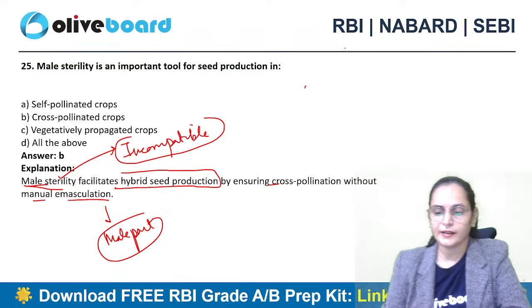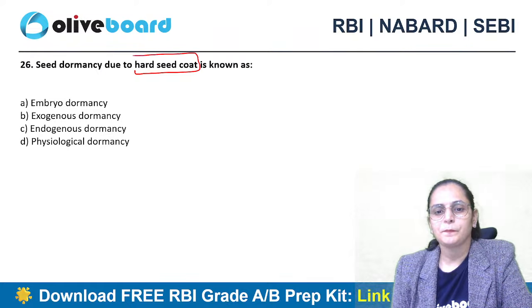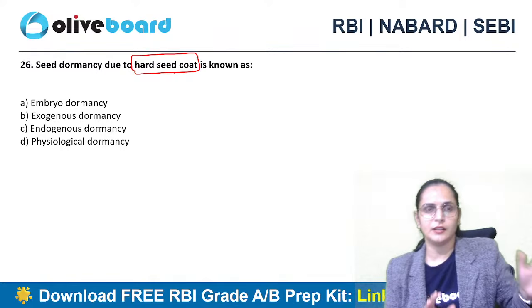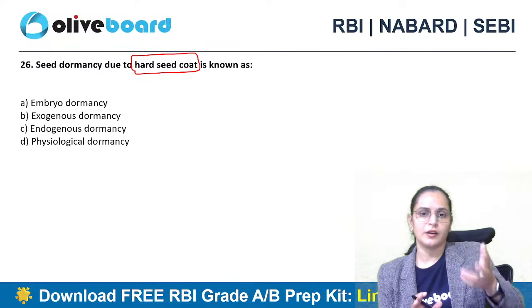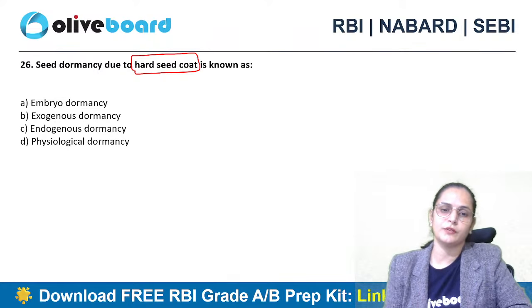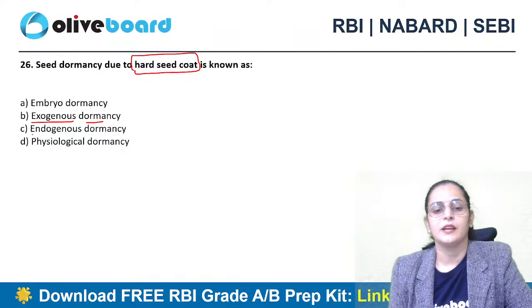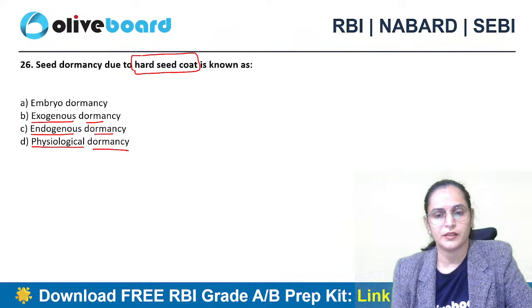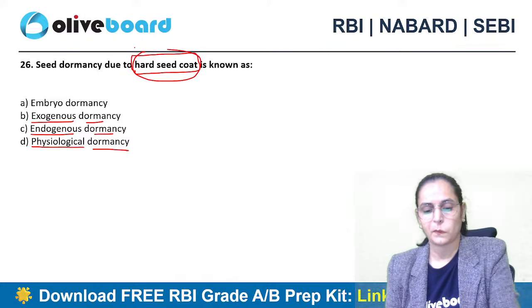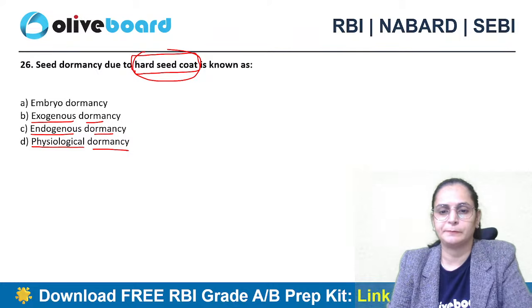Clear? Chalo, moving ahead. Seed dormancy due to hard seed coat. So the seed integument, the testa, is quite hard, and because of it the seed embryo's development has stuck. So what is the actual word for it? Is it an embryo dormancy, an exogenous dormancy, an endogenous dormancy, or the physiological dormancy? It is due to the hard seed. So what should be the right answer for question number 26?